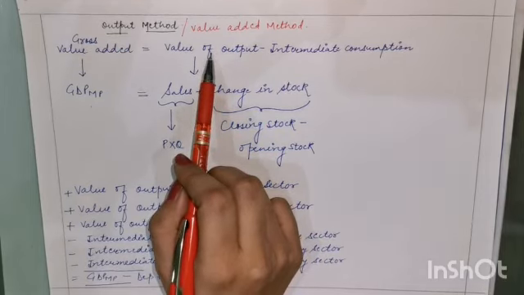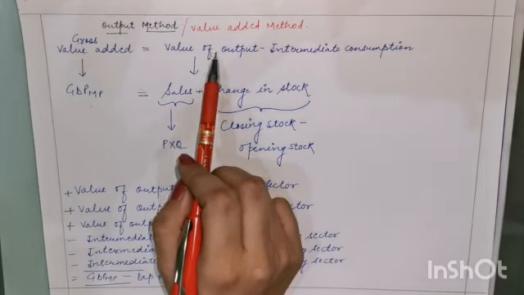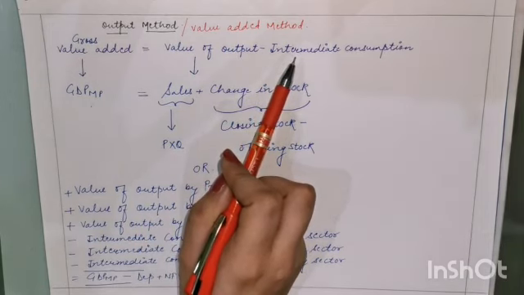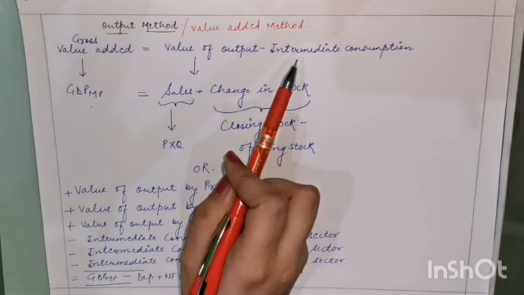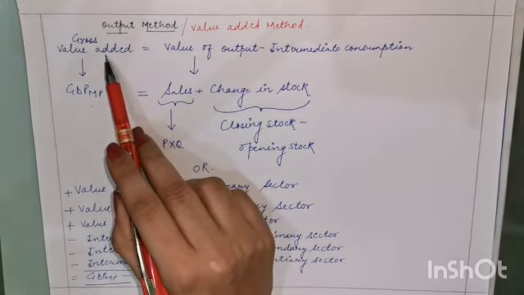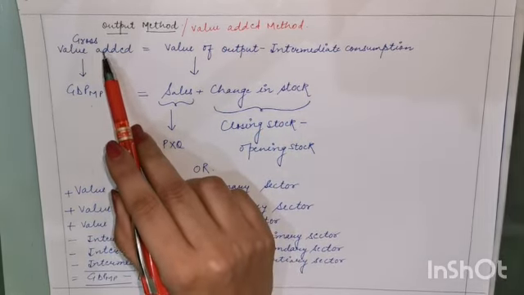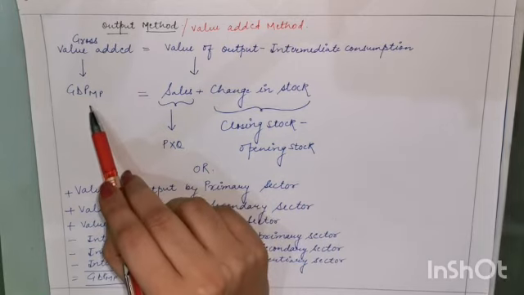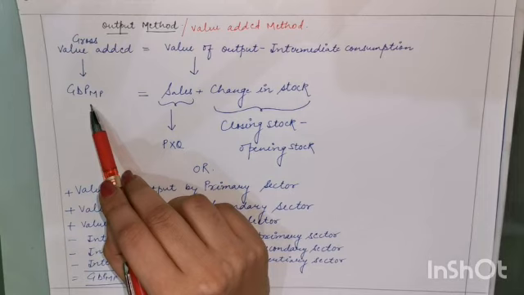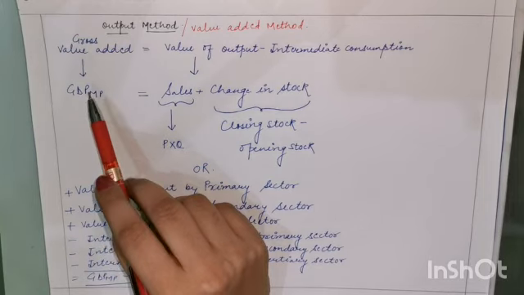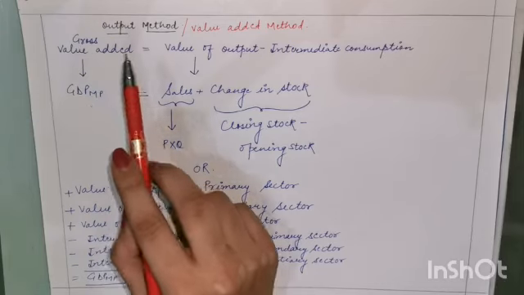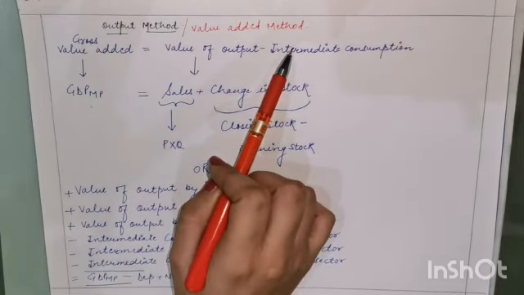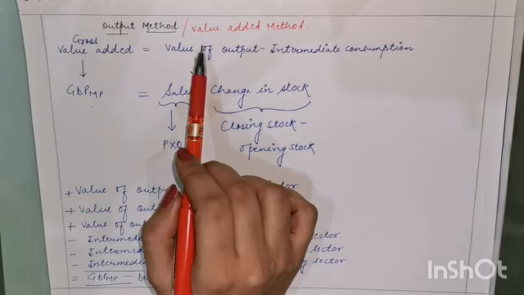As much as it is sold by the producer, if we subtract intermediate consumption from that, that means the value of raw material from the value of sales, we will get the value added by the producers. The gross value added is also called GDP at MP. If the question asks you to find the value of GDP at MP, that means you have to find the value of gross value added itself by subtracting intermediate consumption from value of output.